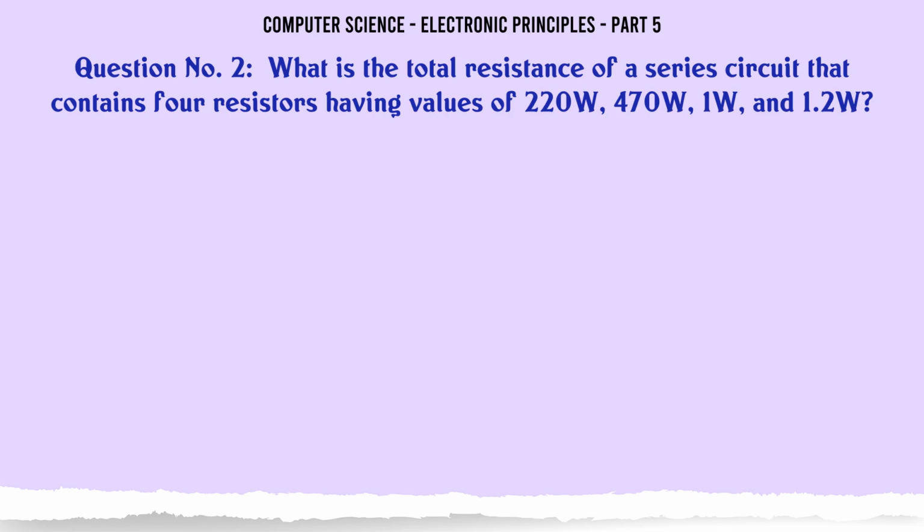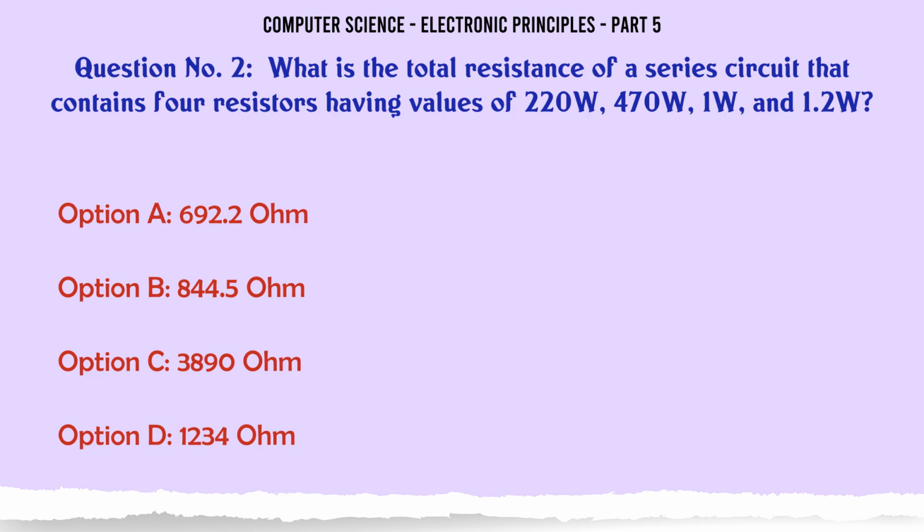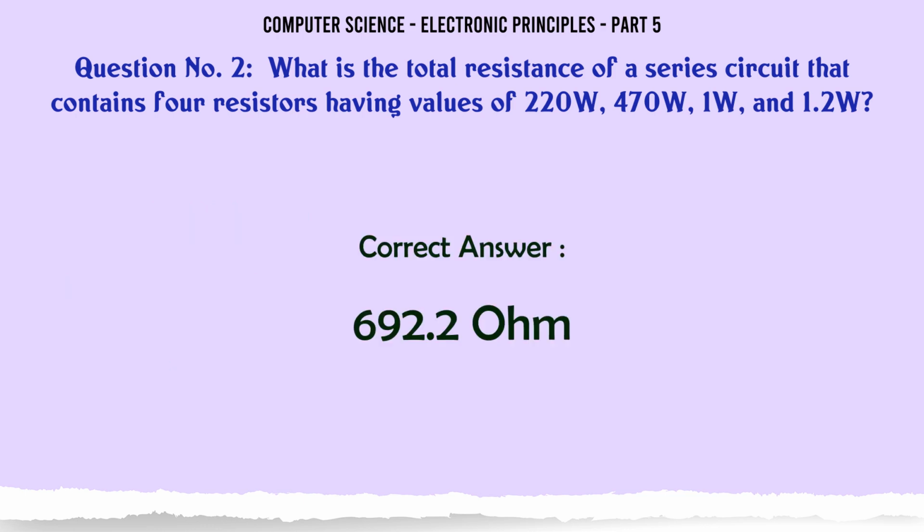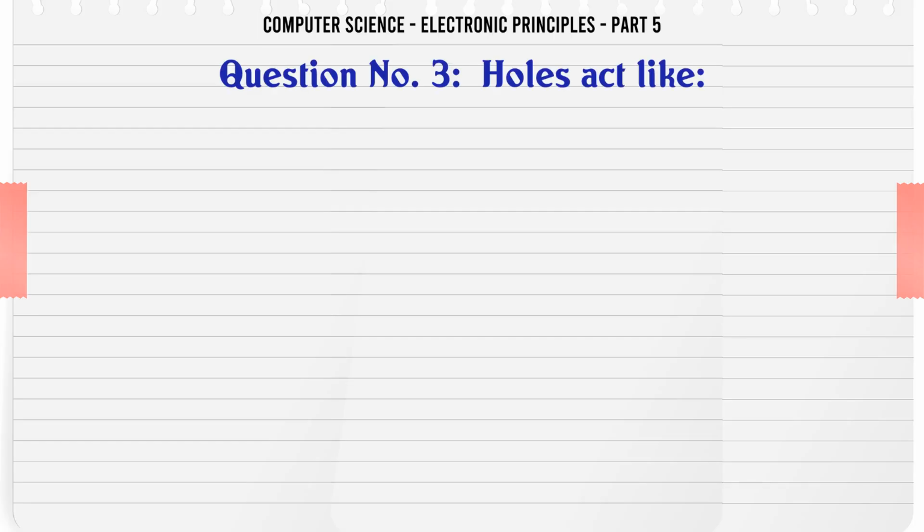What is the total resistance of a series circuit that contains 4 resistors having values of 220 ohms, 470 ohms, 1 ohm and 1.2 ohms? A. 692.2 ohm. B. 844.5 ohm. C. 3890 ohm. D. 1234 ohm. The correct answer is 692.2 ohm.